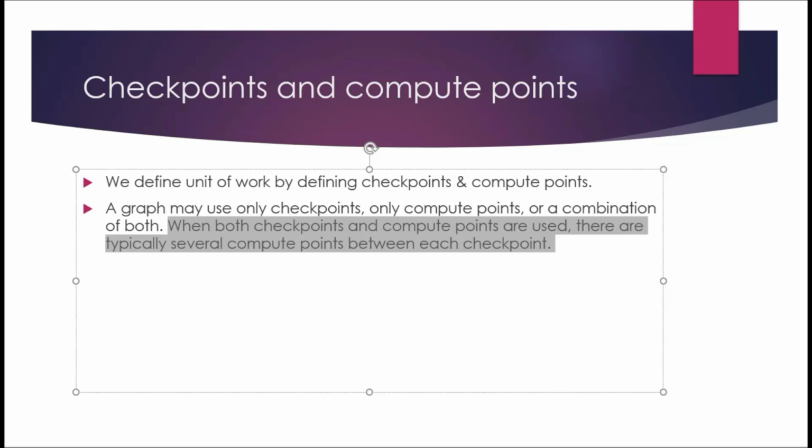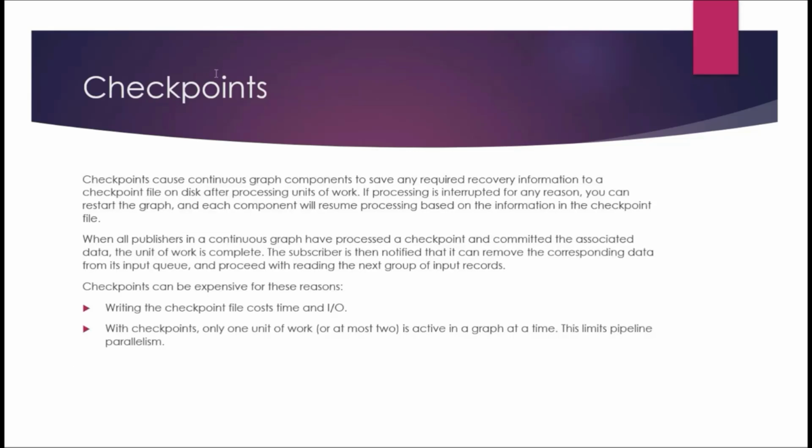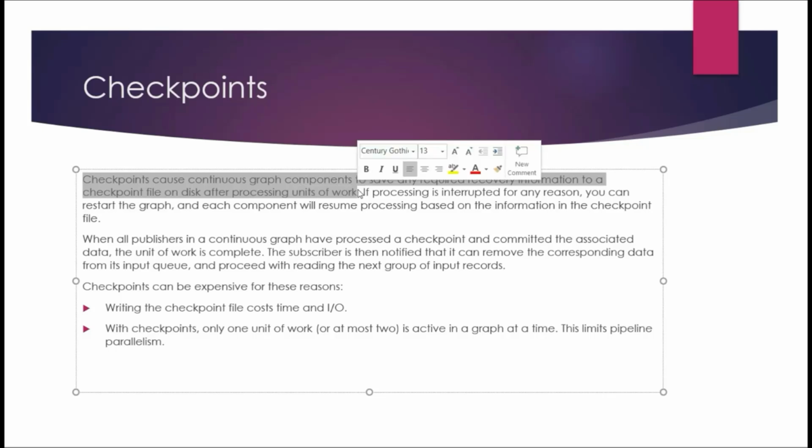Checkpoints, as I already explained, store the required recovery information to a checkpoint file on a disk after the processing of each unit of work. After each unit of work, the subscriber component writes the recovery information to a disk. Not only the subscriber component, in fact all the components write the checkpoint information, the recovery information, to a disk after processing each unit of work. This is basically for failure recovery.